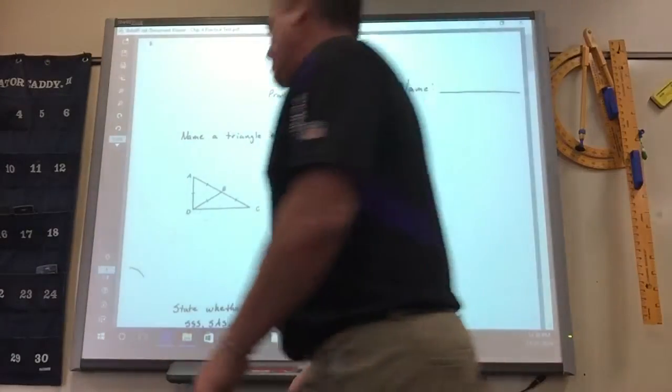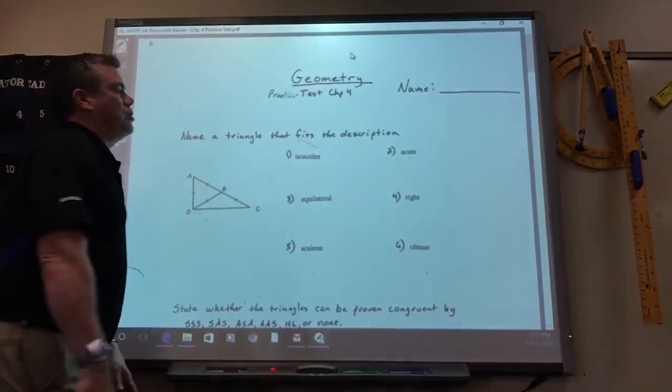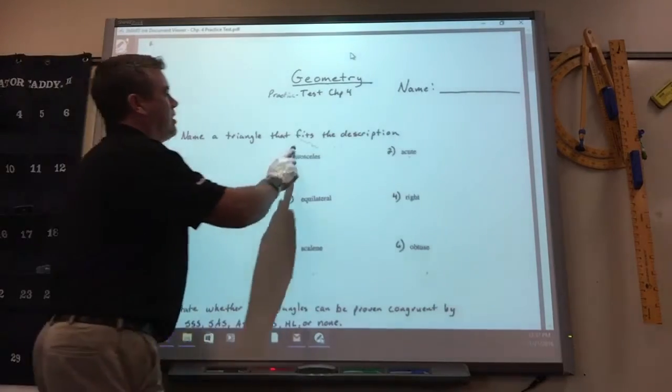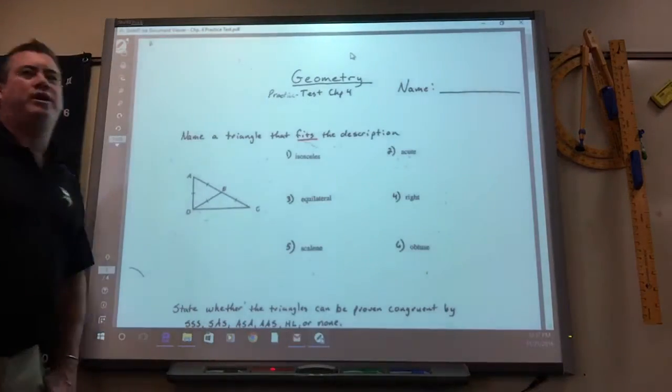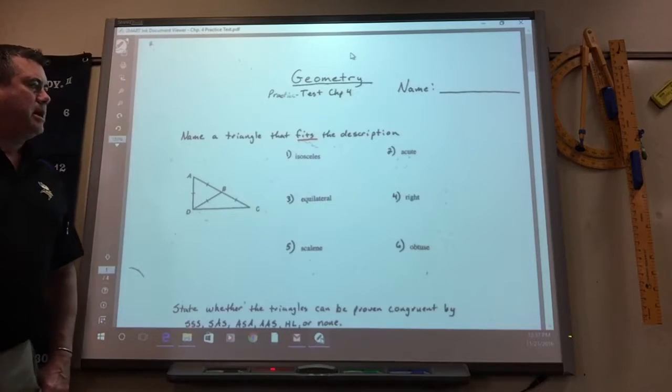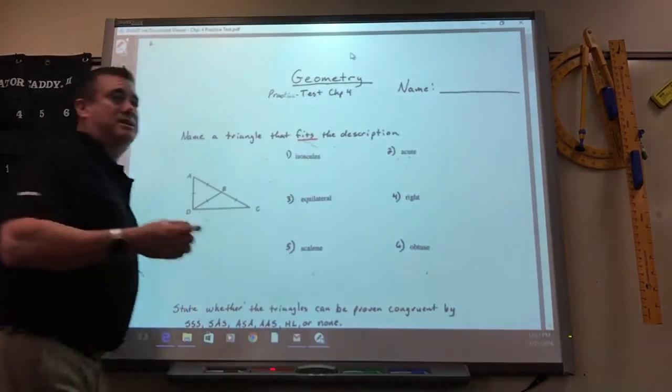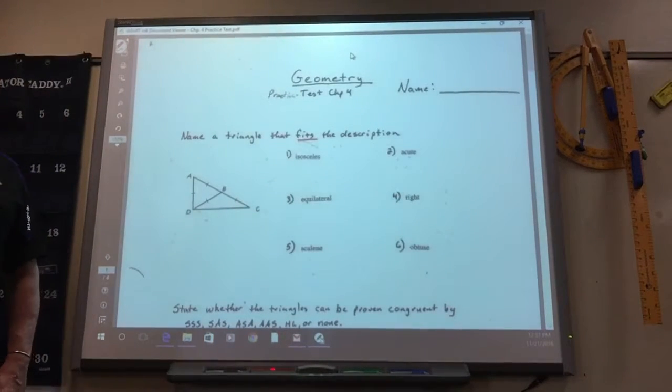Test review test. Not an assignment, just for you to go through. So the first part is naming the triangle that fits the description. We won't know it exactly for sure, but you can take the best guess at it. Isosceles is two sides the same.